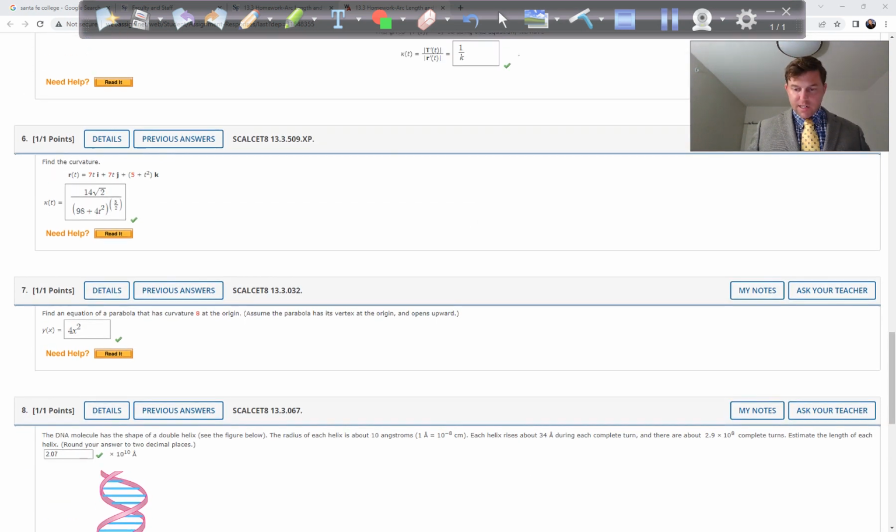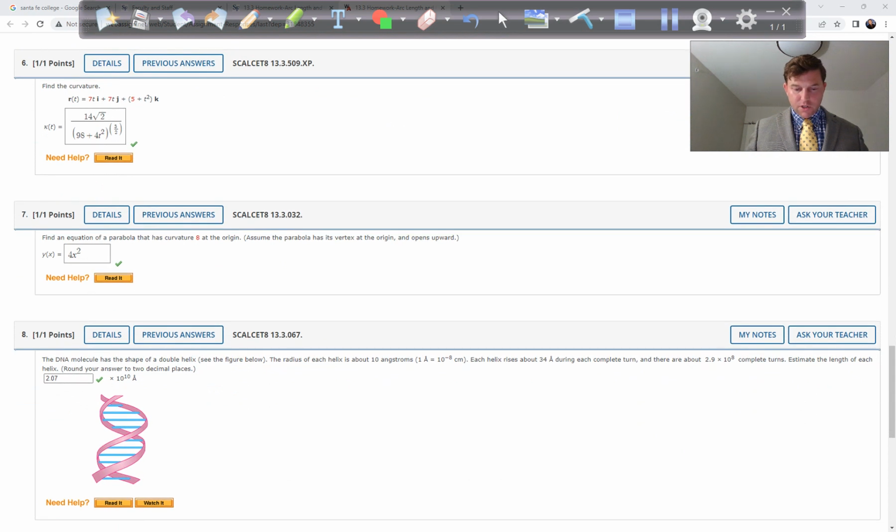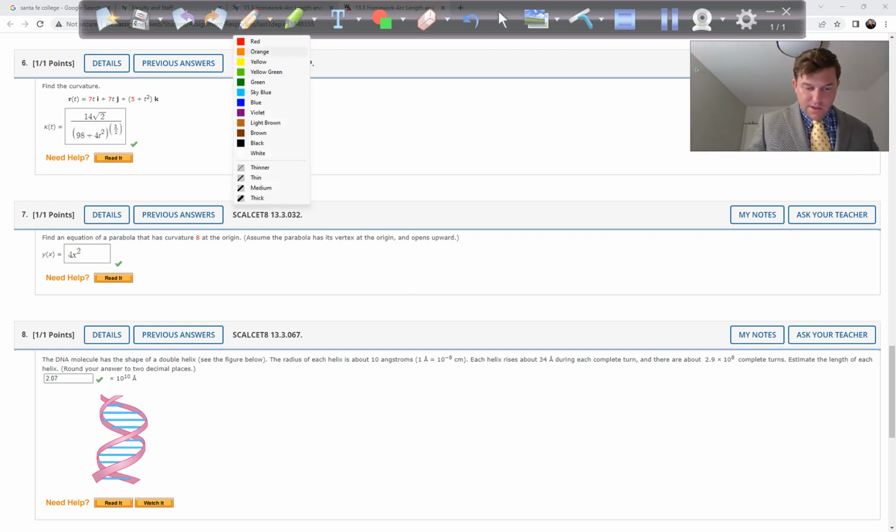Okay, so 6 is going to actually have us calculate a curvature, and we're given an r vector. So let me see how I did this one. Sure, we can do it that way. So I use this formula. You don't have to use this one. You can use whatever one you want.